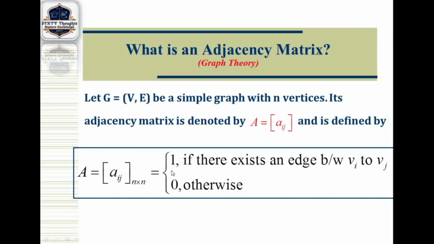That is equal to 1, 0. We assign the value 1 if there is an edge between the vertices Vi and Vj, otherwise we assign the value 0. Once a matrix satisfies this condition, then that matrix is called what?